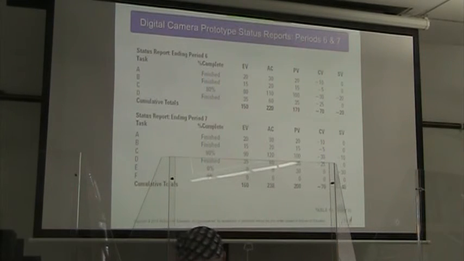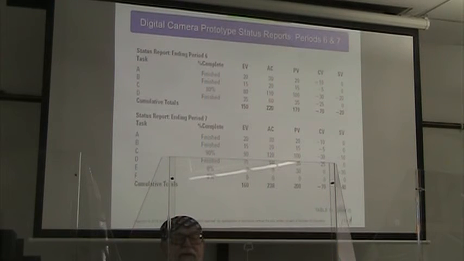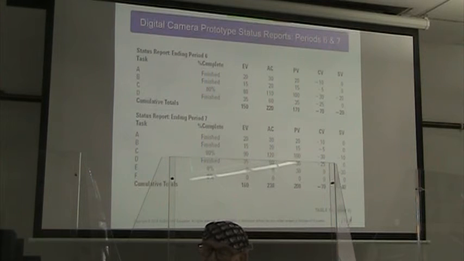All right, so end of period 6, earned value is $150,000. Actual cost is $220,000. Our planned value is $170,000. So we have improved a little on our cost variance, but lost ground on our schedule variance.